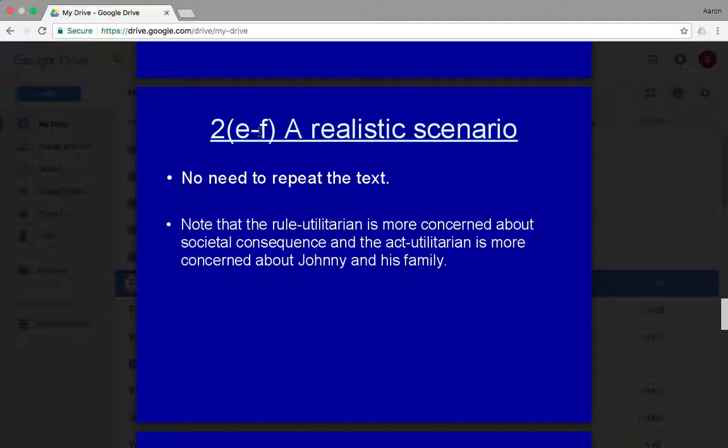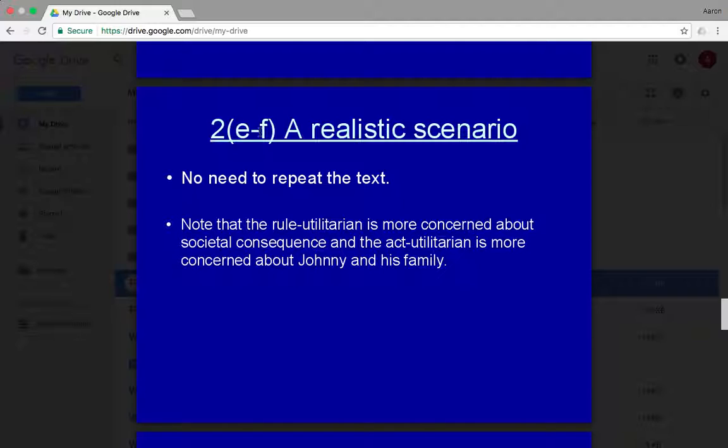What I would like you to do, however, is reread Vaughan's analysis now that we have discussed the act utilitarian and rule utilitarian distinction. As you're rereading this portion of the text, which corresponds to question 2, parts E and F, take special notice of the fact that the rule utilitarian is going to be more focused on the societal consequences of adopting euthanasia in such cases as a rule. So the rule utilitarian would have you consider all parents in a similar situation. And what if they all followed the rule of euthanizing persons in Johnny's situation?